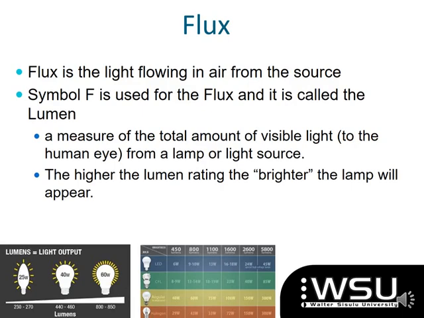The next thing we are going to talk about is the flow of light in air from your source. Your source could be that light bulb, or the candle, or a torch, a headlamp, but wherever it is that we are getting the light from, the flow of that light is called a flux. We use the symbol F to represent the flux, and we call this measurement a lumen. So your flux is measured in lumen, and we use F as your symbol.